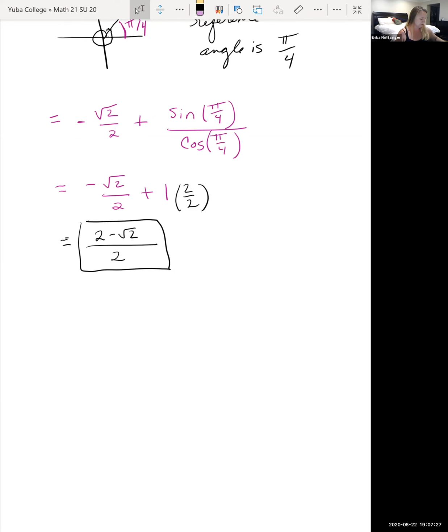I forgot to go over domain and range. Let me do some domain and range, and I promise tomorrow we're going to start with word problems.